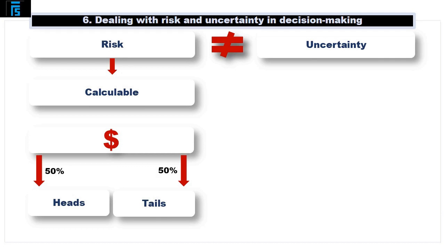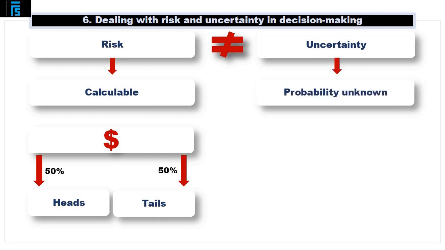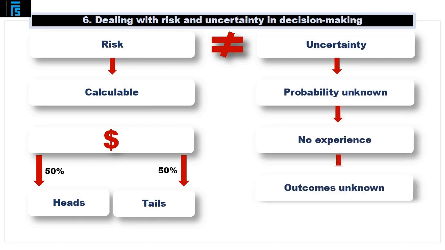However, with uncertainty, we may not know the probabilities of the possible outcomes. We may not have the experience with which to estimate them. We may not even know all the possible outcomes themselves. It is this element of certain aspects being unknown that distinguishes risk from uncertainty. Often, one person's uncertainty is another person's risk, depending on the level of experience they each have of the situation.